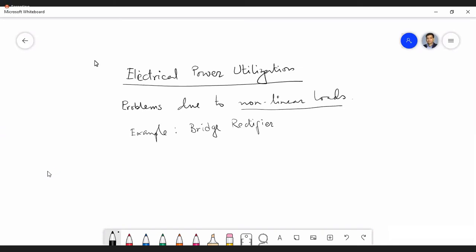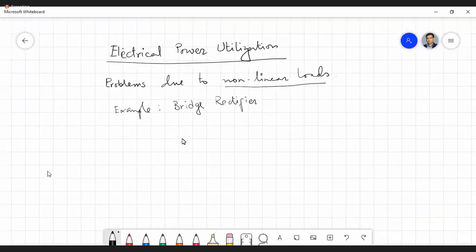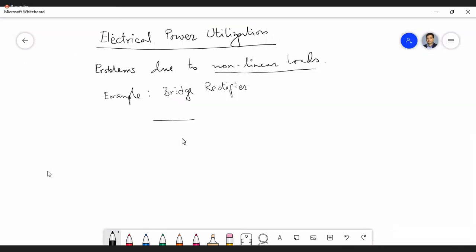Bridge rectifier. Now in a bridge rectifier, I think we have drawn a lot of rectifiers in power electronics class, isn't it?